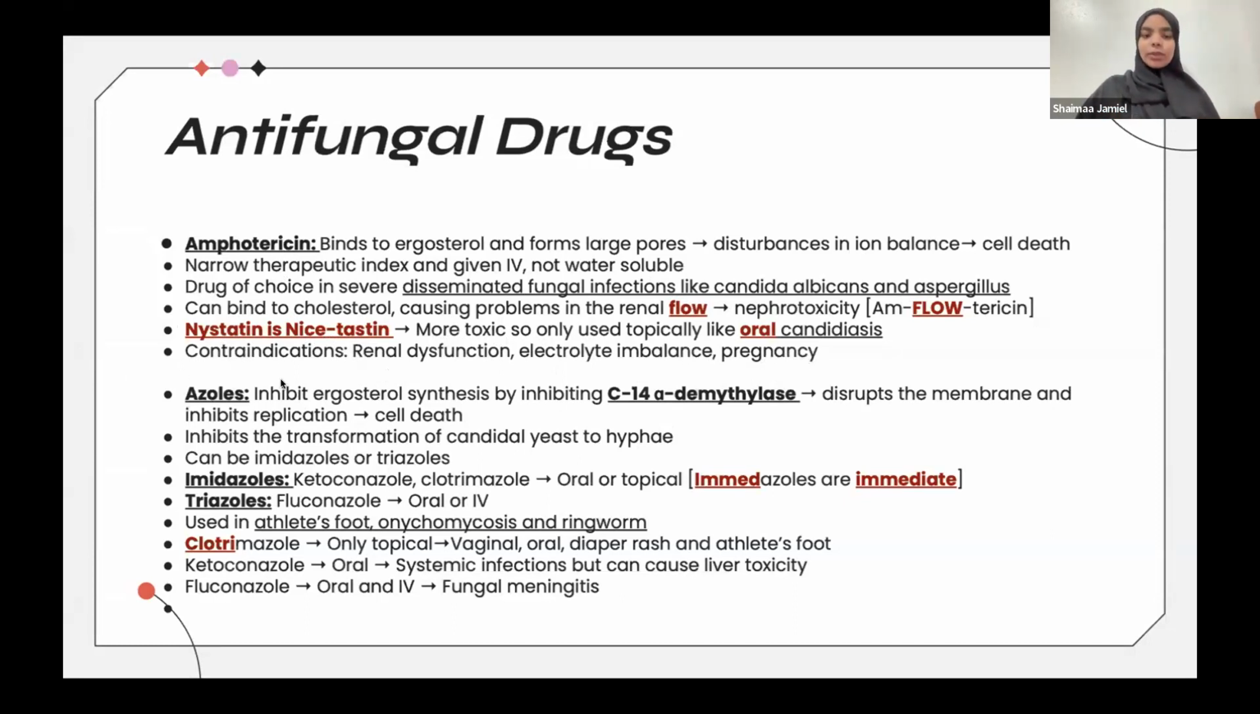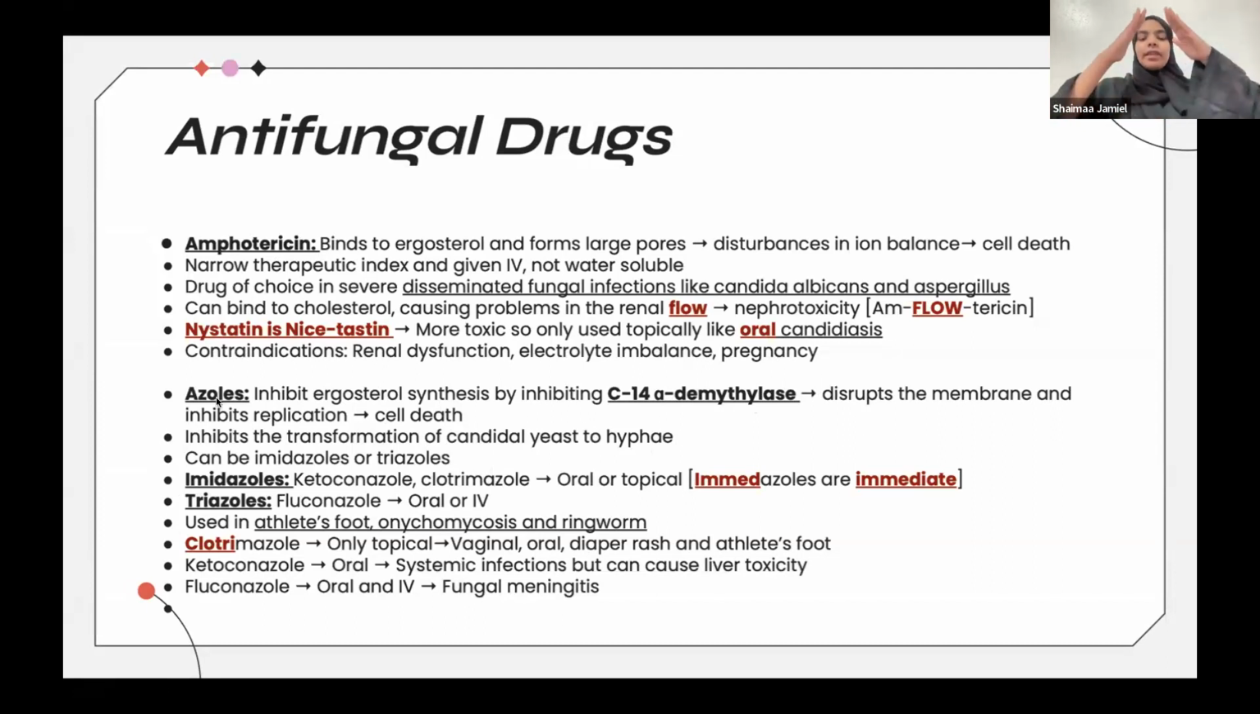Then we have azoles, which we said inhibit the synthesis of ergosterol. Amphotericin binds to ergosterol; this inhibits the synthesis of ergosterol, okay? And that is by means of inhibiting 14-alpha demethylase, okay? And this is going to disrupt the membrane integrity and so on and lead to cell death, okay? And since it's going to inhibit that, it's also going to inhibit the yeast changing into hyphae, okay?